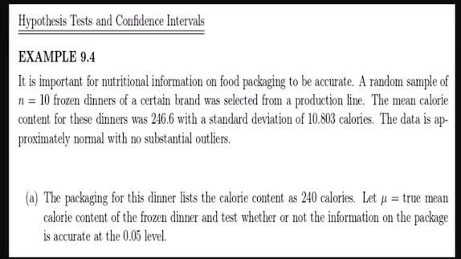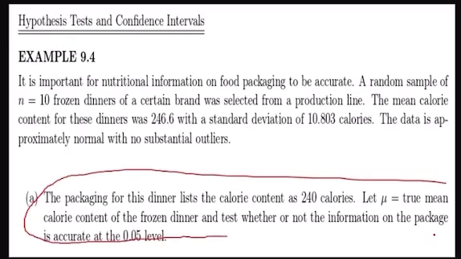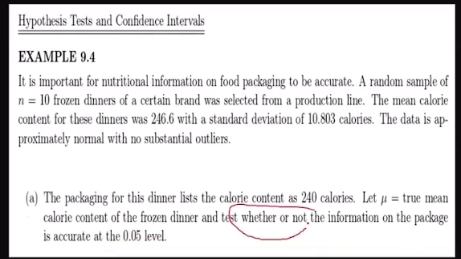Now, when you take a look at question A, the packaging for this dinner lists the calorie content as 240 calories. Let mu equal the true mean calorie content of the frozen dinner, and test whether or not the information on the package is accurate at the 0.05 level. Now, there's something I needed to pay attention to. Whether or not. That's two-sided.